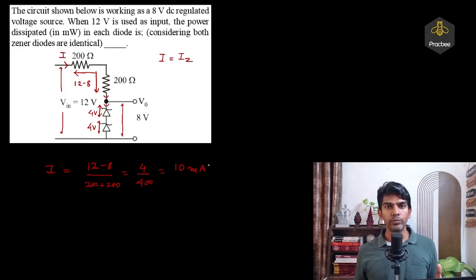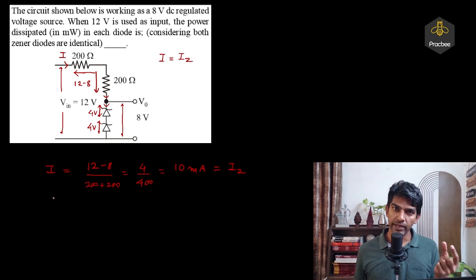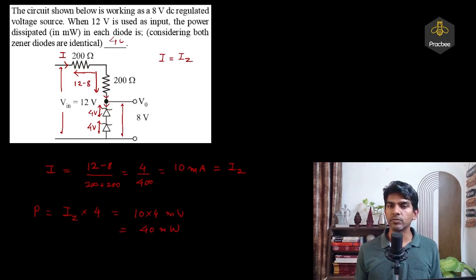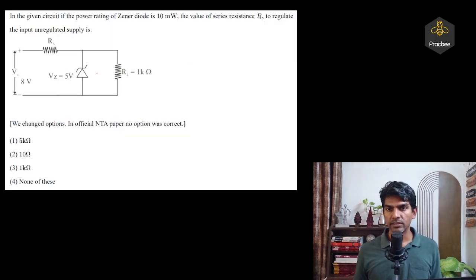Now we know the input current, and this is also the Zener current, and we want to find the power dissipated in each diode. So we know the potential drop across the diode. If you multiply that with the current, we'll get the power. So power will be IZ times 4 volts. So that will be 10 times 4 milliwatt. So that will be 40 milliwatt. So 40 is the answer of this question. Now let's see the next type.